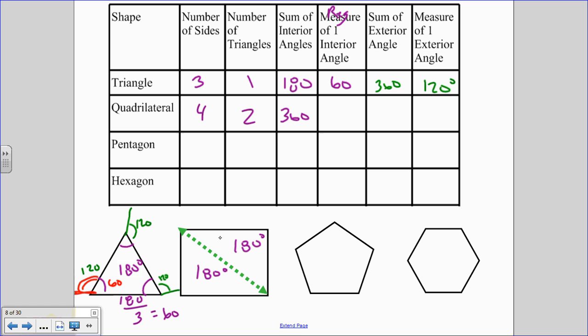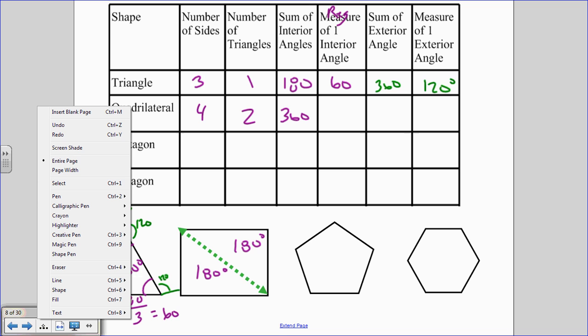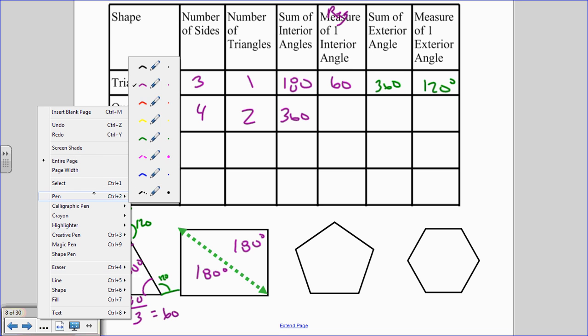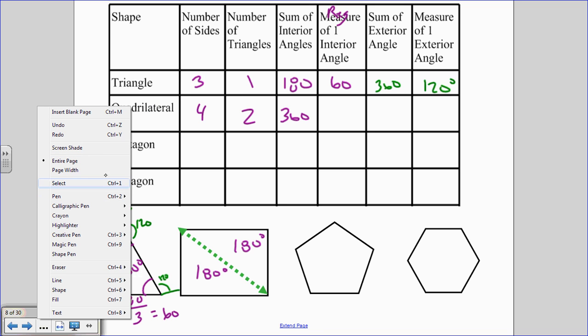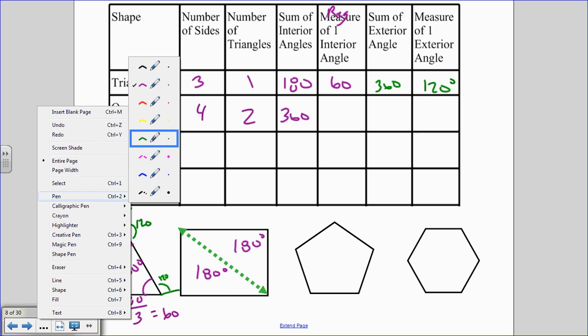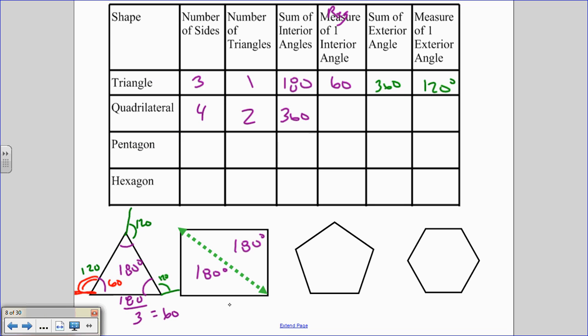Now, if I have 360 degrees and I'm looking at a regular quadrilateral, I would have to take that 360 degrees and divide it by 4 to know how much one interior would measure, and it would be 90. So one interior would be 90.